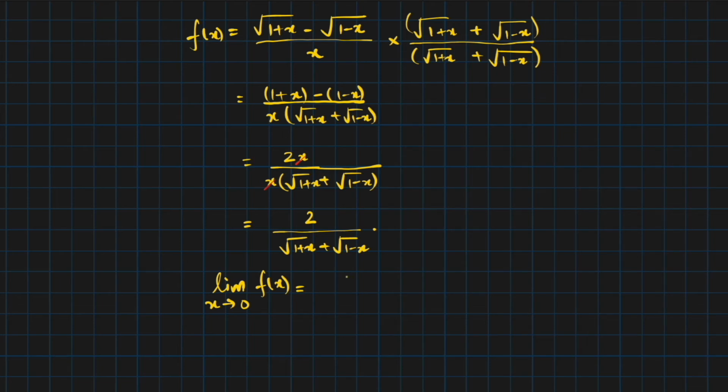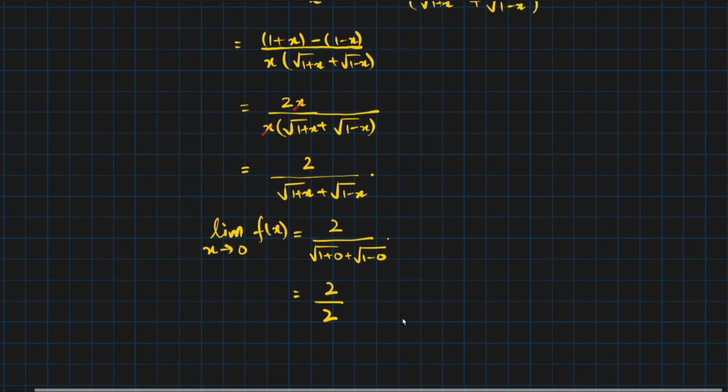So this is going to be equal to 2 over the square root of 1 plus 0 and the square root of 1 minus 0, we are adding them, and that will be 2 over 2, correct? This denominator is again 1 plus 1, which is 2. So what is the value of this? It's simply 1. So the limit is 1. Okay? The limit is 1.